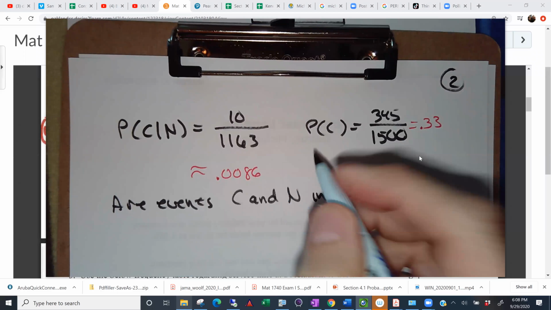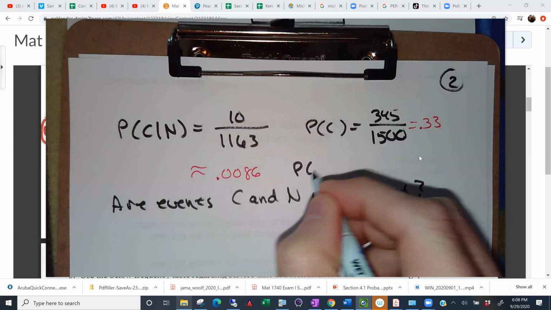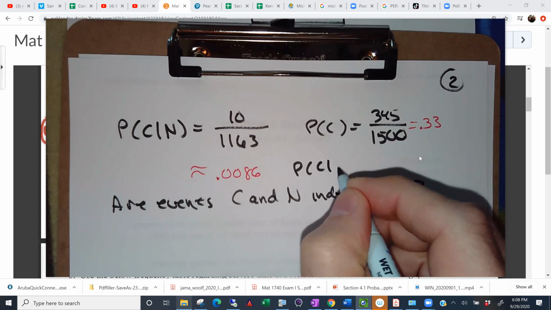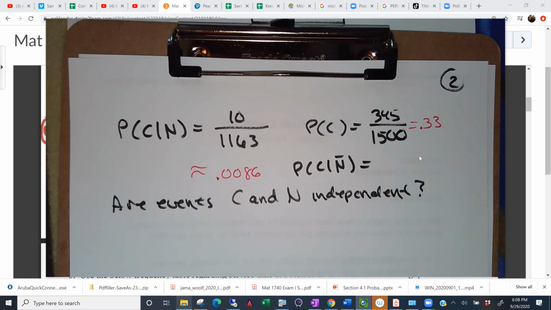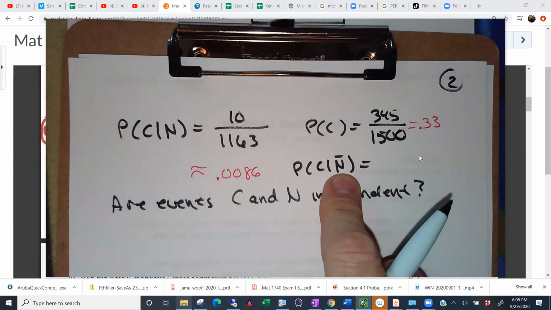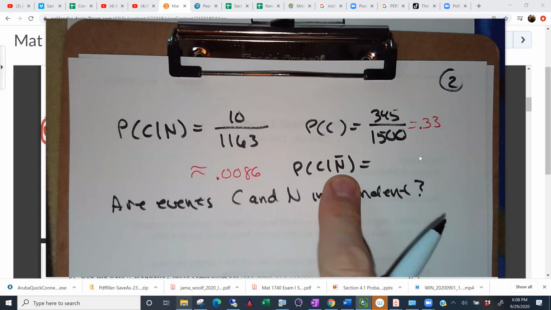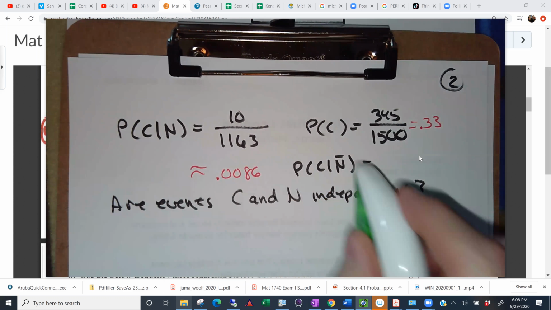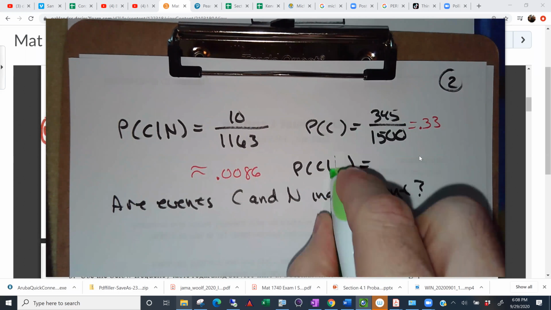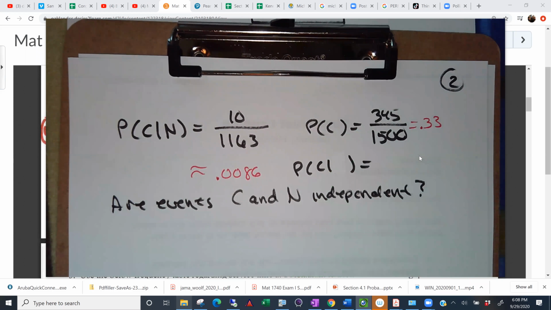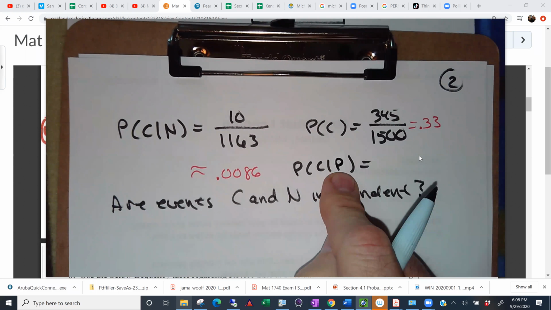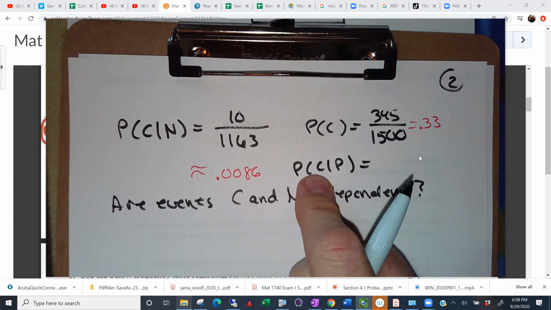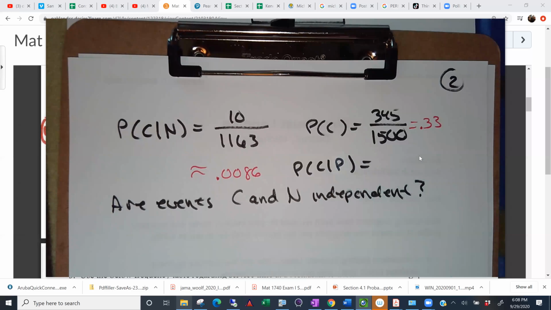You could also do probability of C given N bar. You can look at that one. What's another way to say N bar? Positive. Yeah, positive. So if I wanted to, I could say, what's the probability that if they tested positive, they actually do have hepatitis C?